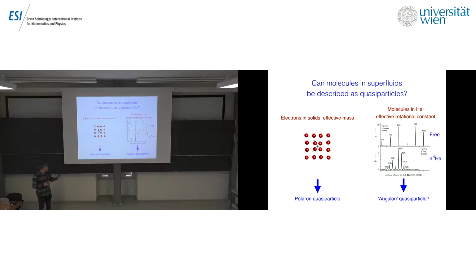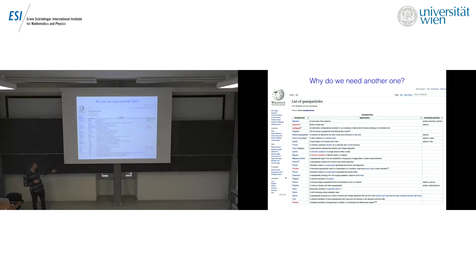And of course, it's extremely important before starting to do any actual work to come up with a cool name. So we called it angulon, because roton was taken by Landau. It had nothing to do with rotation in the end. And then after you come up with a cool name, you of course Google, and it turns out that there is a list of quasi-particles on Wikipedia.